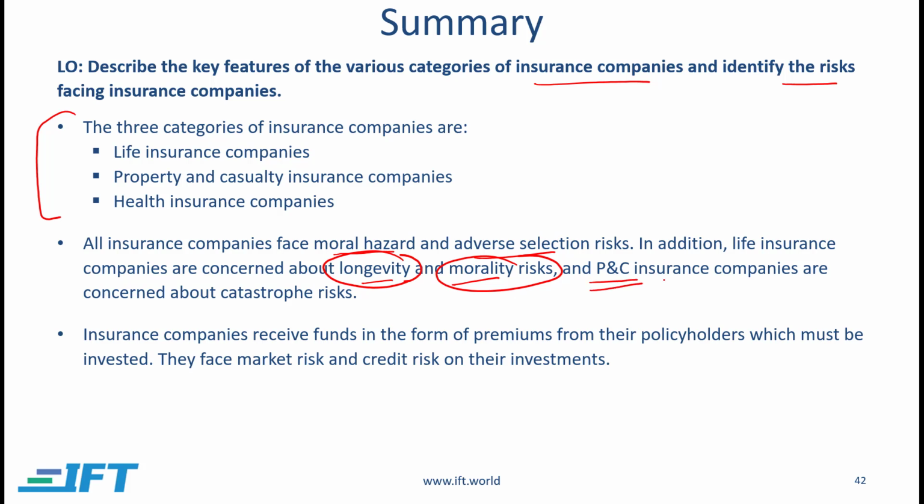And for property and casualty, obviously, we're concerned about catastrophic risk or catastrophe risk. Think about hurricanes and earthquakes. Insurance companies obviously receive premiums, and they invest those premiums. Those investments go up and down because of the market, and the bonds can also default, and therefore there is credit risk in those investments as well.